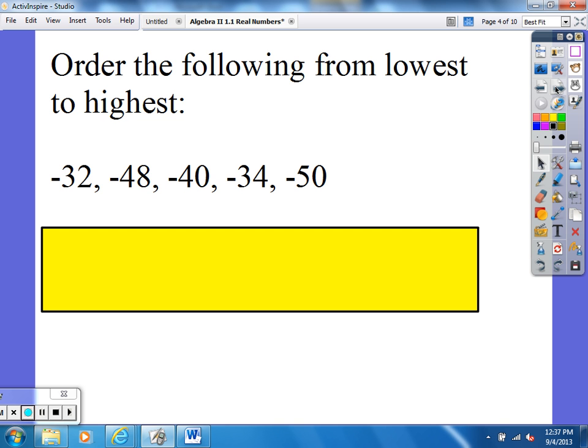There we go. So now, you don't need to write down the words here. All I need you to do in your notebook is write them from lowest to highest, or least to greatest, or smallest to biggest, however you like to say it. Just write those numbers in order.